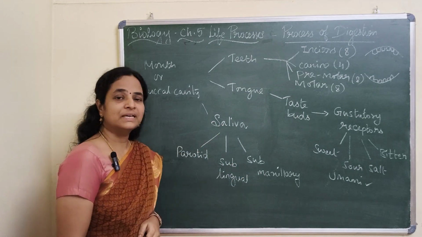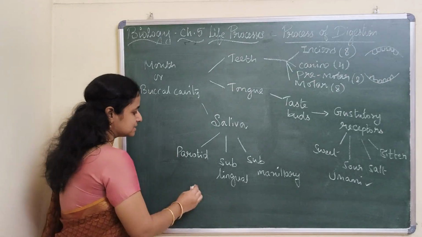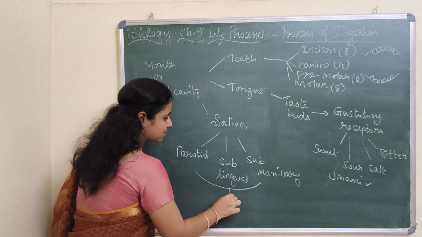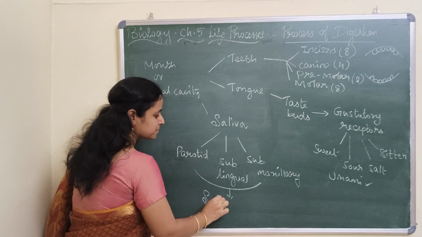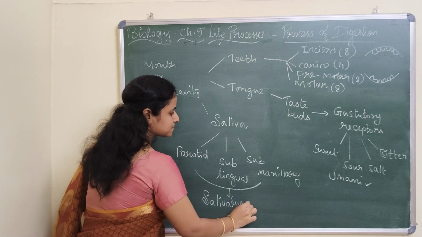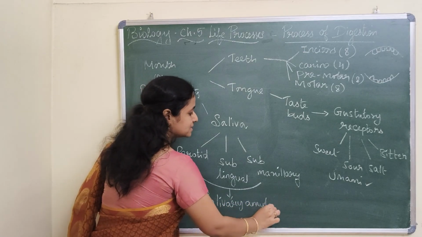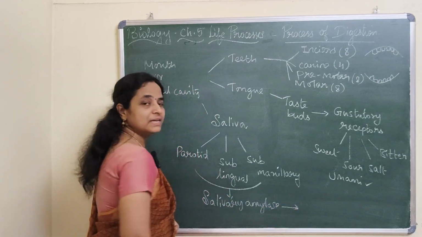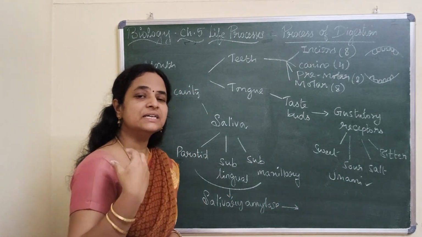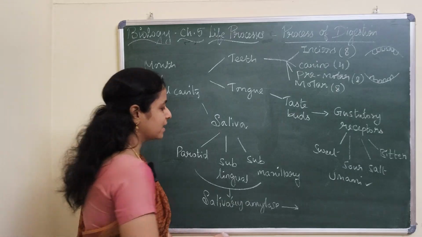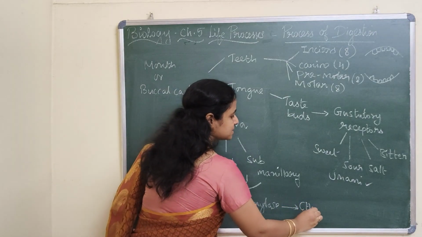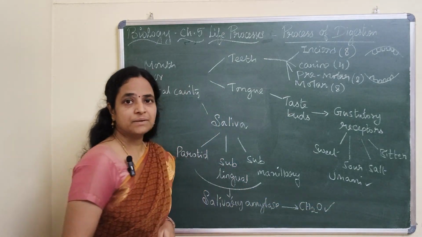So saliva will carry an enzyme called salivary amylase, which is also called ptyalin. This salivary amylase helps in the initial digestion of carbohydrates. So it helps in the initial digestion of carbohydrates.